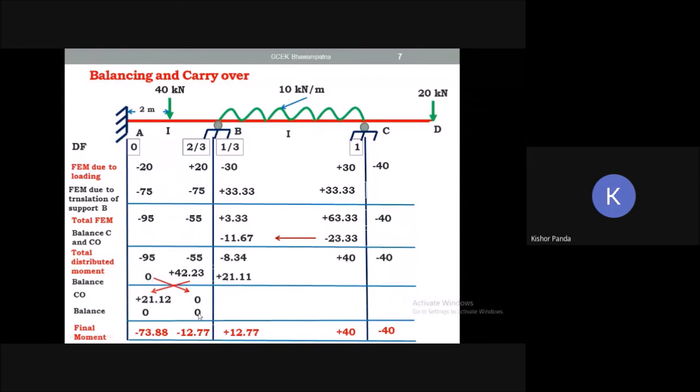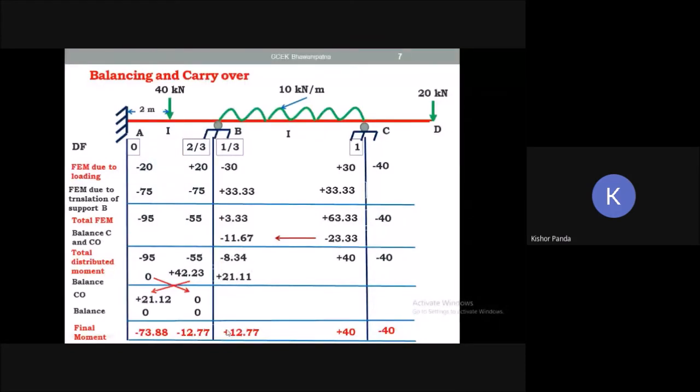Then after carryover, again you go for the balance. So here 21.12 into 0, 0, and this is 0, 0 into 2 by 3, 0, and this side also 0 into 1 by 3, 0, all are 0. Then you have to take the sum of all the moments. You start from this because this is the total distributed moment minus 95 plus 21.12. Then what is the sum of these two moments? Minus 73.88. And here this is minus 55 and this is plus 42.23 and what is the sum? Minus 12.77, and here minus 8.34 and plus 21.11.